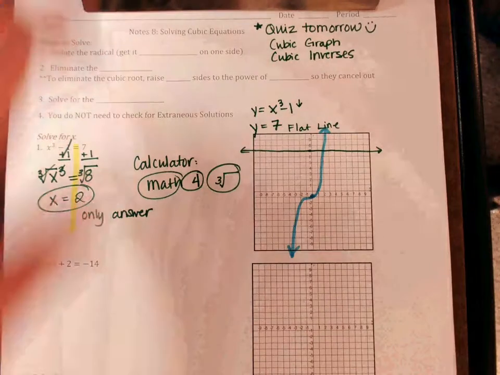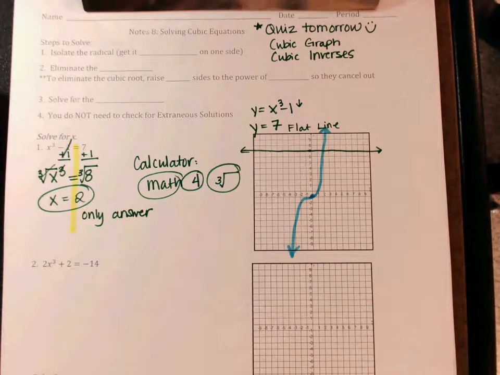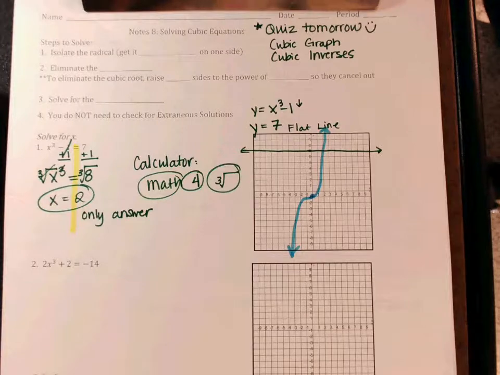I understand this part, solving for x. What is that over there? I'm just showing you why there's only one answer. On your homework, you don't have to do the graphs.